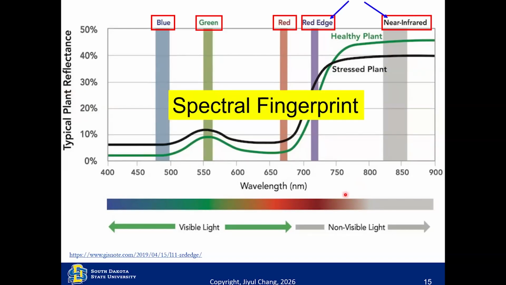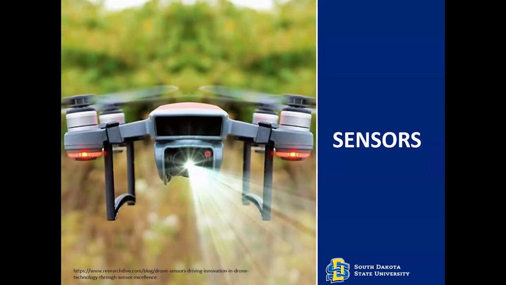Yeah, so we call this a spectral fingerprint. This one is a typical curve of the plant. The different objects have different curves, so we call this a spectral fingerprint. The next one is the basics of remote sensing.